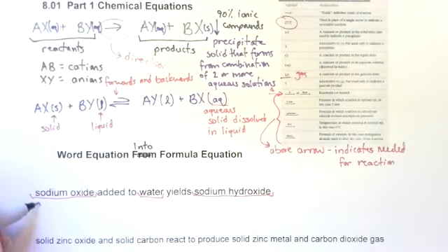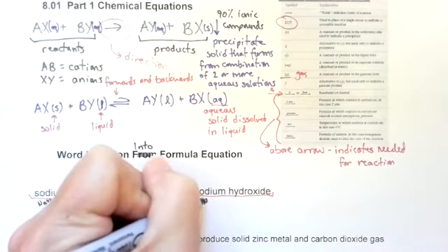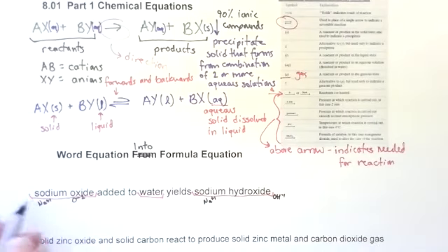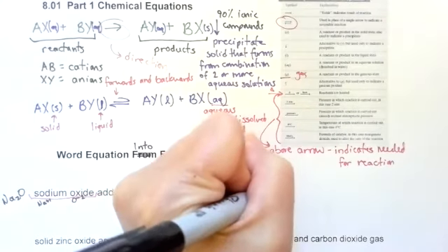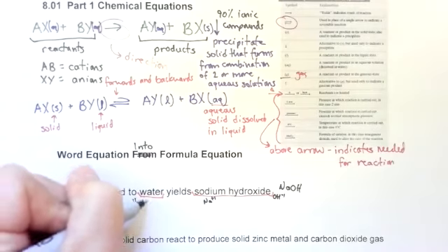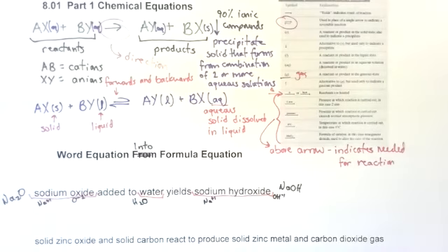All right, if you remember, sodium is +1 and oxide is -2. Here we have sodium +1, hydroxide is -1. So the formula for sodium oxide is going to be Na2O. Sodium hydroxide is going to be NaOH, and water, of course, is H2O. All right, how'd you do? Did you get them? The added means we're going to do a plus.